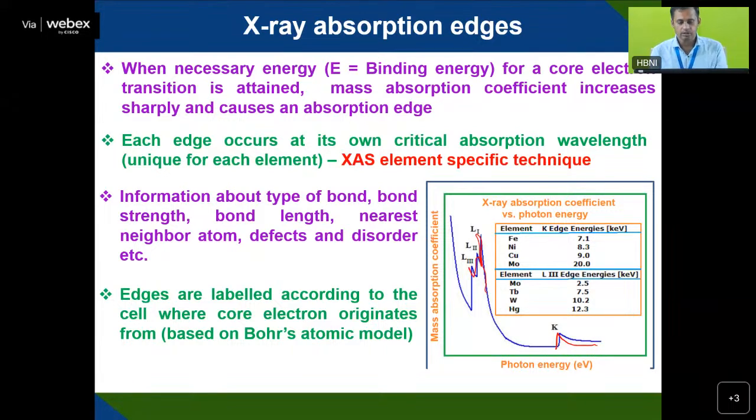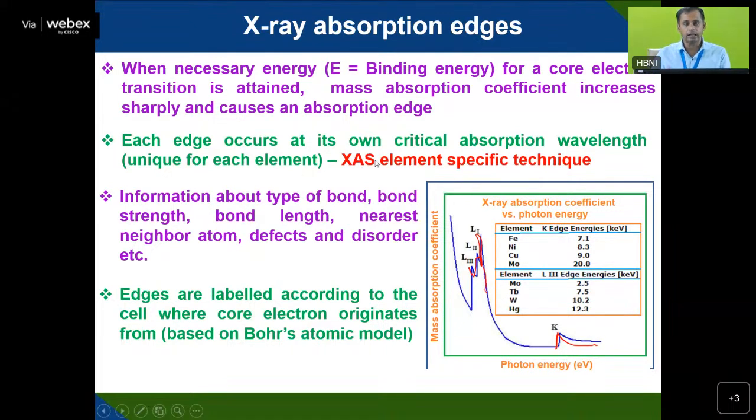So the absorption occurs when the necessary energy of the core electron transition is reached, you will see a sharp change in the mass absorption coefficient, and that is causing the absorption edge. Each edge occurs at its own critical absorption energy. Like if you have K shell, L1, L2, L3, they all have a different absorption edge. For example, for iron, 7.1 kiloelectron volts is the K absorption edge, whereas for nickel it is 8.3. So depending upon the element, their K or L shell absorption edge is different.